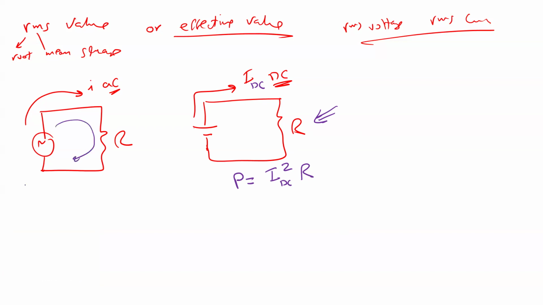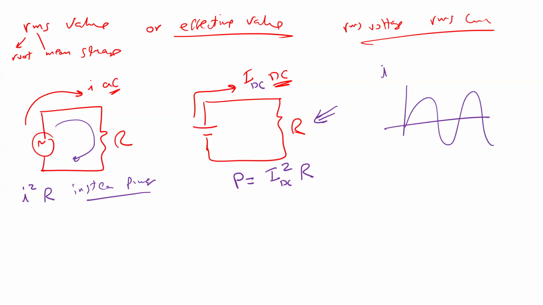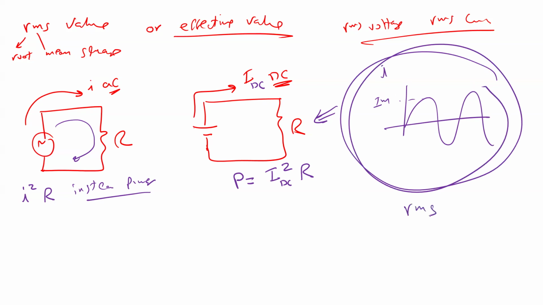Here, the power delivered is also I squared R, but this one is the instantaneous power. So again, I want to make a definition now. If you have the current I, and we have the maximum value Im, I want to calculate the effective value of I, the RMS value of I.